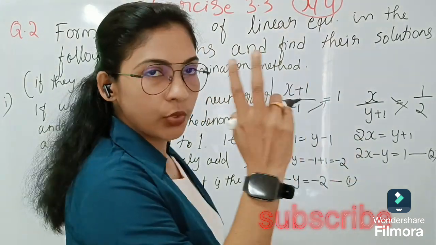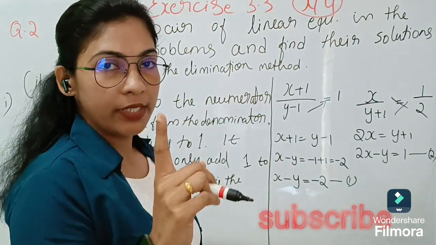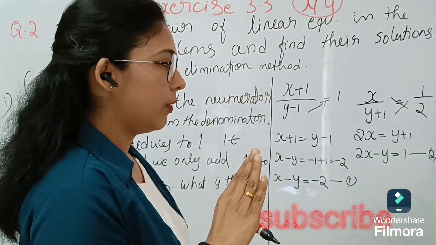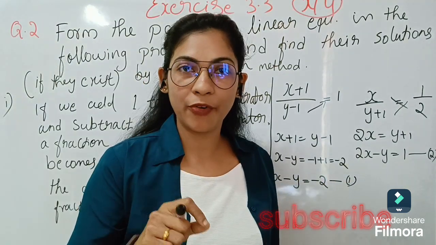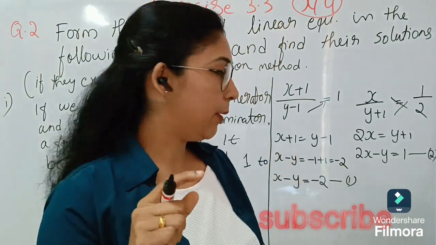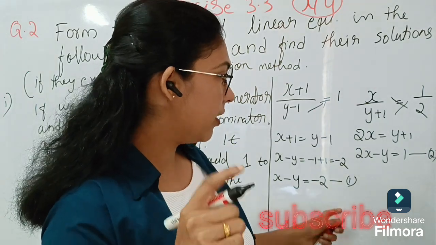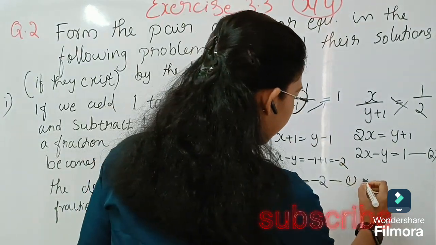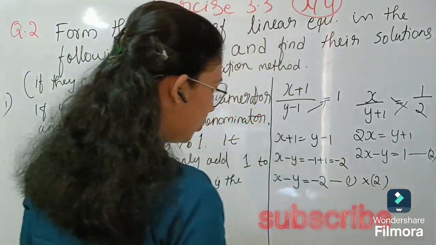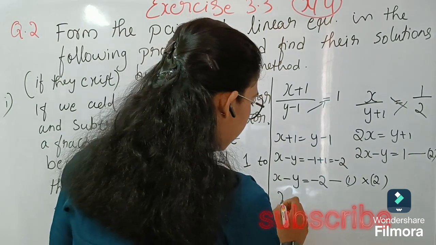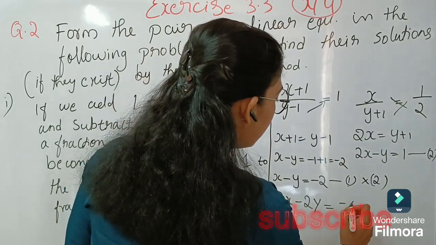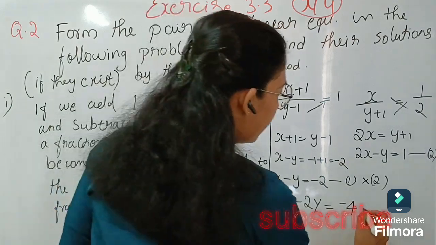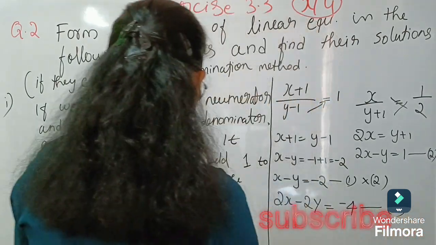Now we have two equations, and by using the elimination method we have to find the variables. To equalize the coefficient of x, we multiply equation number 1 by 2. Then 2x minus 2y is equal to minus 4. This is equation number 3.